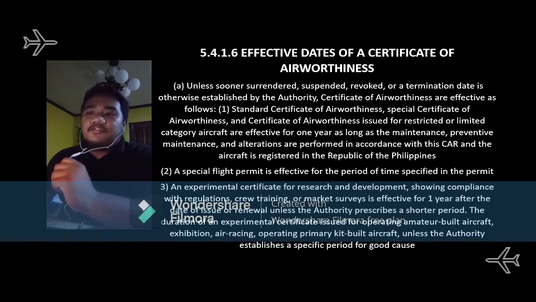Special flight permit is effective for the period of time specified in the permit. An experimental certificate for research and development, showing compliance with the regulations, crew training, or market survey is effective for 1 year after the date of issue or renewal unless the authority prescribes a shorter period. The duration of an experimental certificate issued for an operating amateur-built aircraft, exhibition, air racing, or operating primary kit-built aircraft is unless the authority establishes a specific period for good cause.